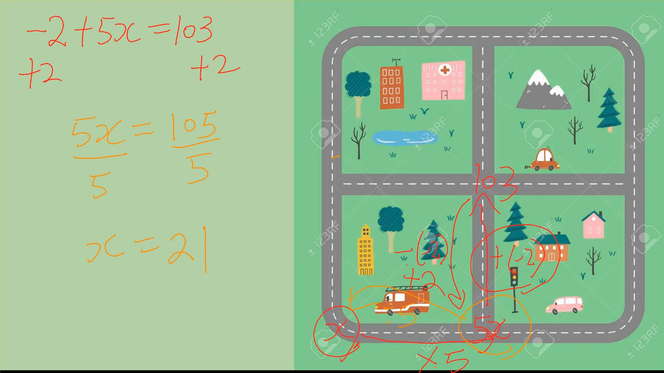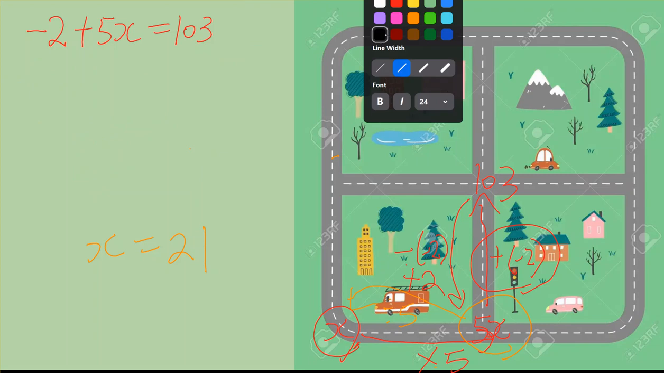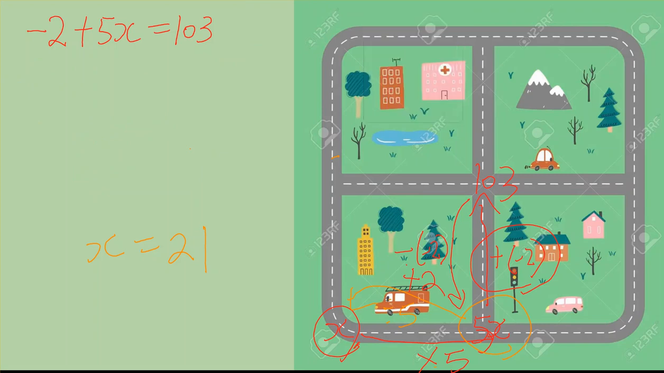A very good thing about algebra is that you can always check the answer yourself. So let's say you arrived at x is equal to 21 by yourself, and you want to make sure that you have the right answer. Then you can simply check by replacing x equals 21 back into the original equation.